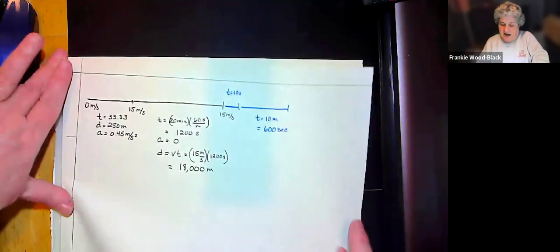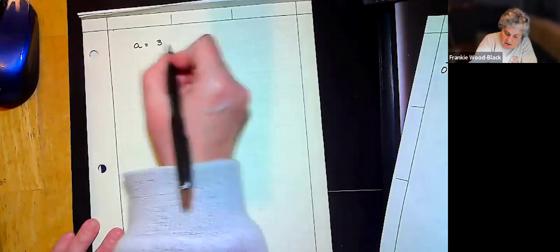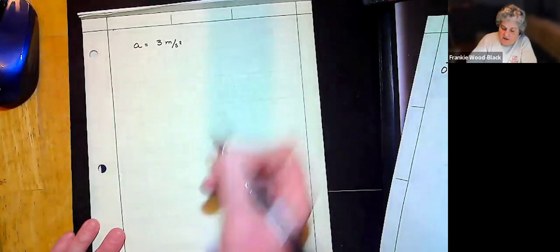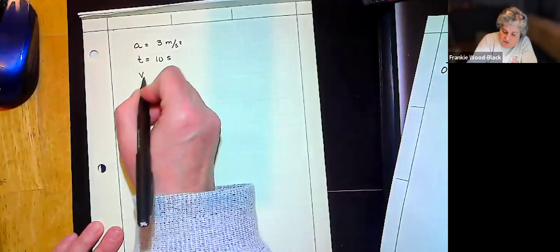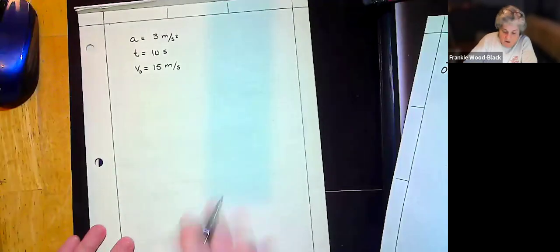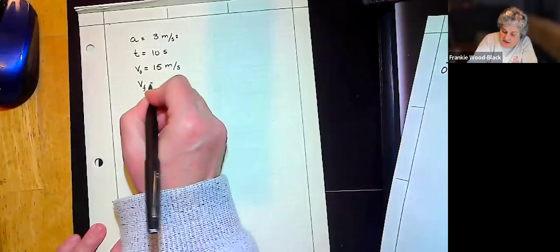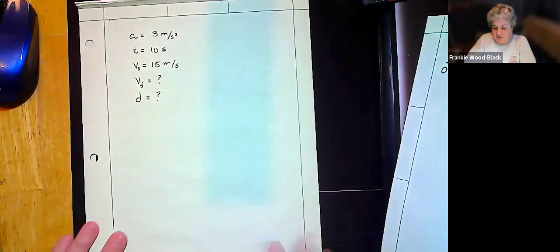So we're going to come back to our diagram here in just a second. So we're going to do this first part. The first part is we're given our acceleration is equal to 3 meters per second squared. We're given our time is 10 seconds. Our initial velocity this time is 15 meters per second. We need to know our final velocity, and we need to know the distance traveled. This part we need to know for the problem. This part we need to know for the next step.